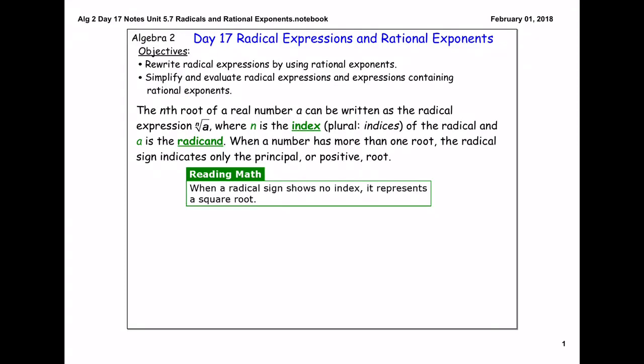Day 17, Radical Expressions and Rational Exponents. Today you will rewrite radical expressions by using rational exponents. You will simplify and evaluate radical expressions and expressions containing rational exponents.